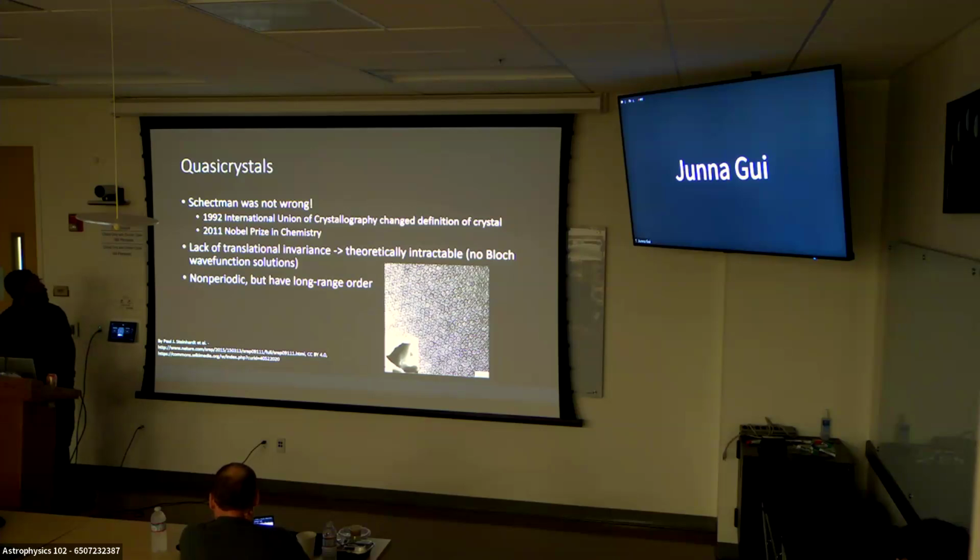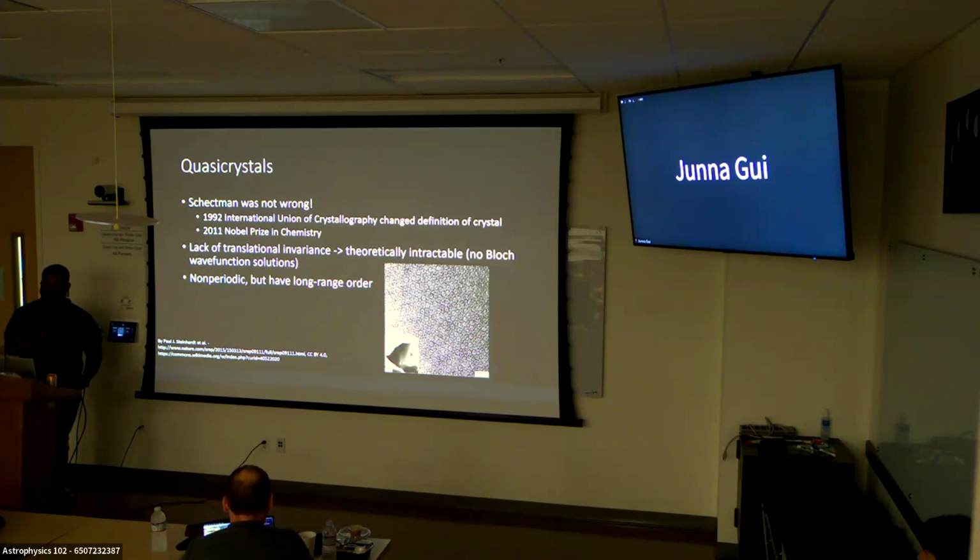Okay. And this point here, the lack of translational invariance, translational symmetry, makes most of the things you want to do with quasicrystals theoretically intractable. And that's because you don't have Bloch wave function solutions to the Schrodinger equation. Okay. And quasicrystals, they are non-periodic, but they do have long range order. There's what's called a deflation or inflation symmetry. And for us, it's set by the golden ratio.